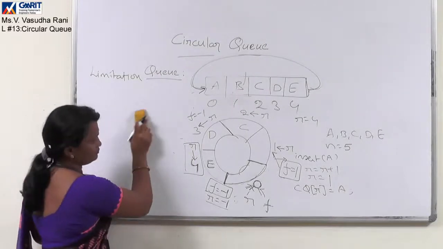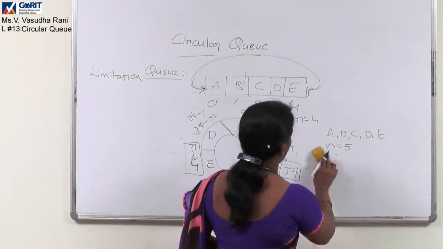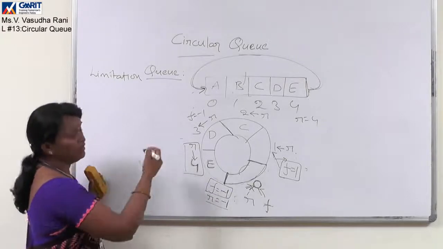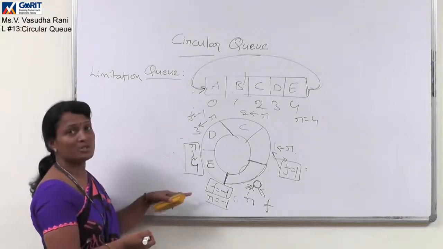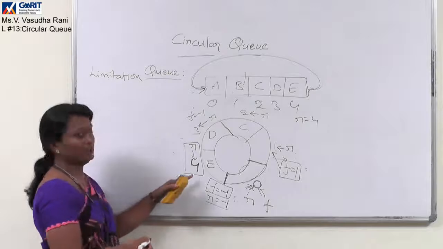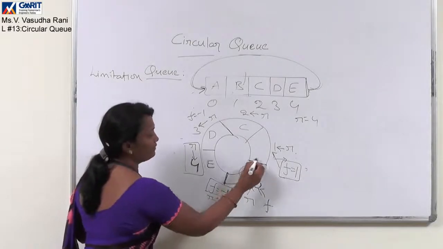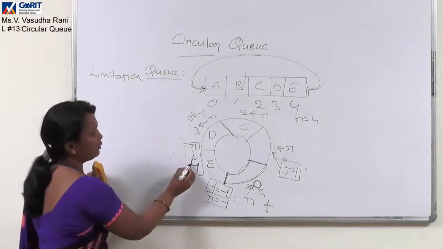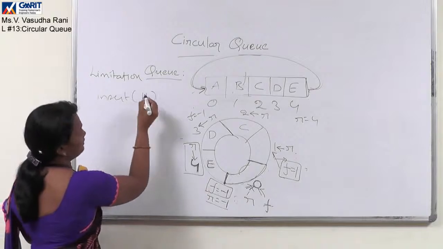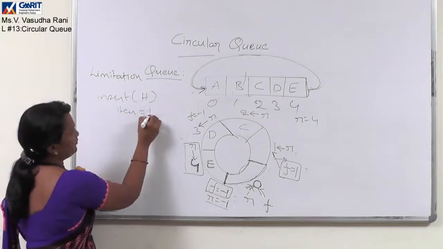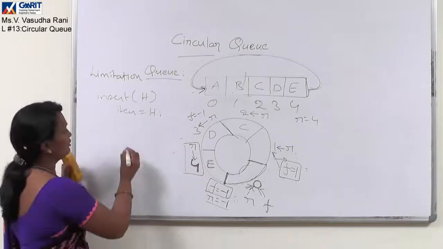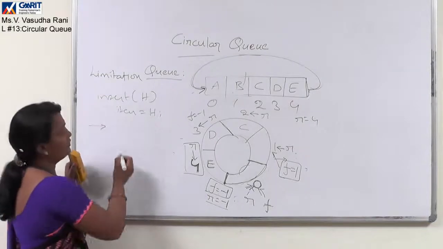But now here you can observe the situation. Whatever limitation we discussed with the linear queue, how can it be solved here? So here is the situation: rear reached the end of the list, 4, and in the front we have 2 empty locations. Now how can we add a new element? Now if you consider insert of some item, the value is H.